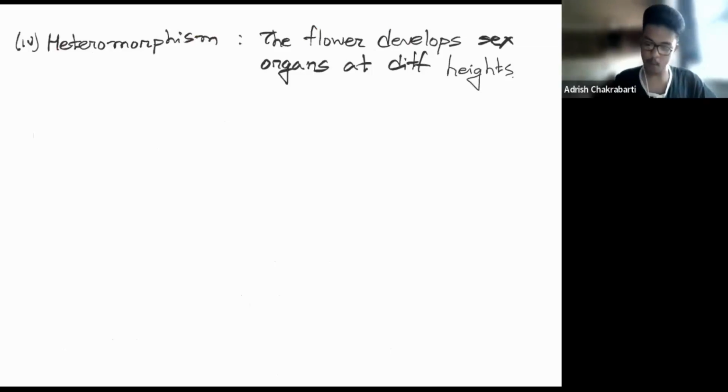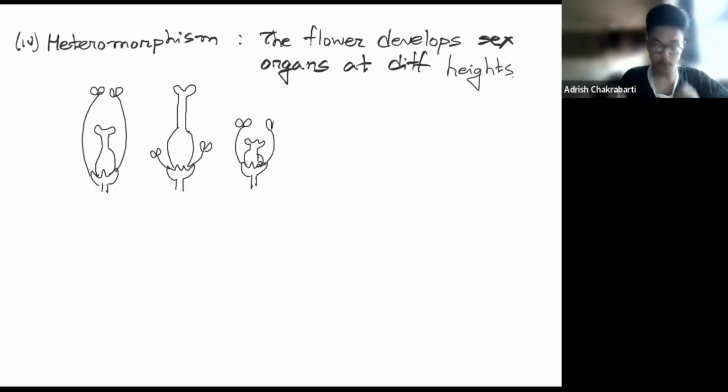Heteromorphism is the flowers develop sex organs at different heights. Because here we are observing three sets of sex organs. So let's see. Here we are observing tall androecium, tall male sex organ, moderate female sex organ. Here is tall female sex organ, short male sex organ. Here we are observing short female sex organ, medium male sex organ. So the flowers are developing sex organs at different heights.